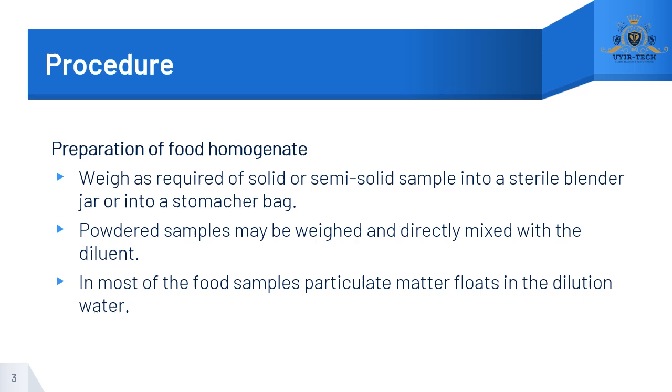If you receive powdered samples, they may be weighed and directly mixed with the diluent and shaken vigorously. In most food samples, particulate matter floats in the diluent. In such cases, we have to allow the particles to settle for 2 to 3 minutes and then draw the diluent from the portion where the food particles are minimal and proceed.